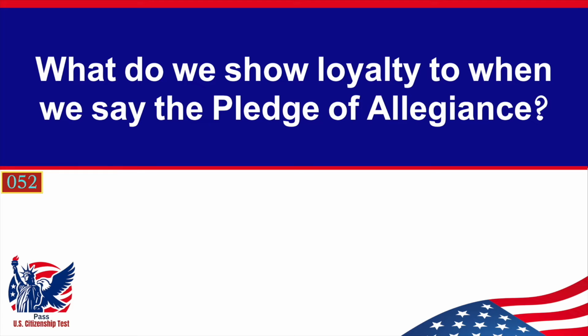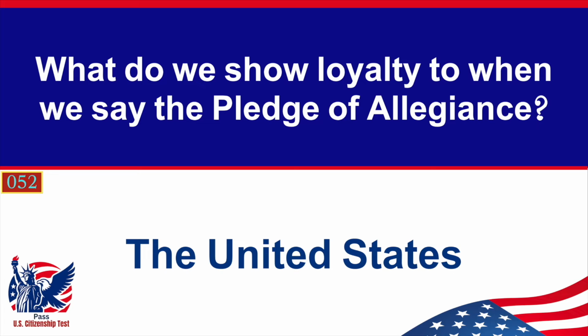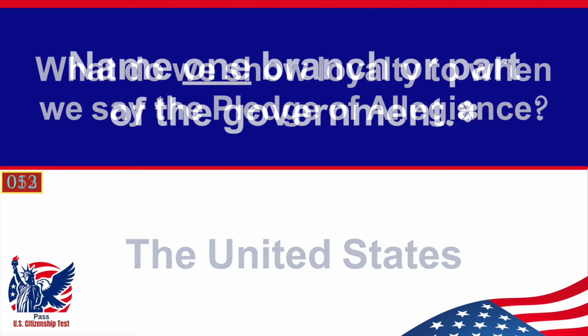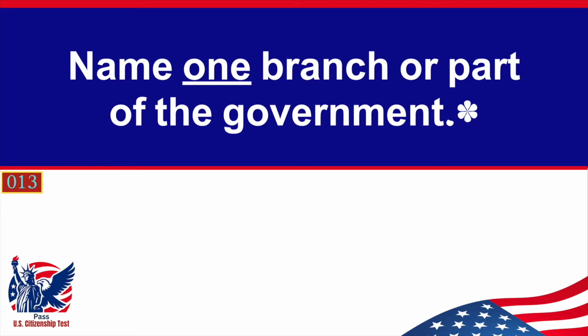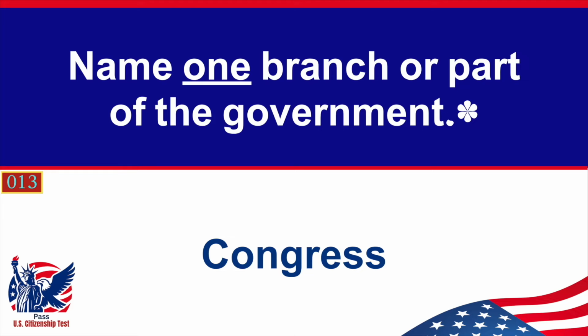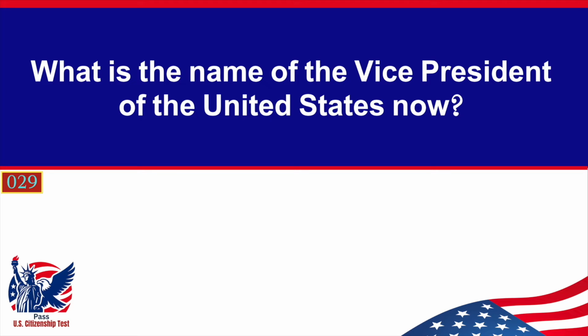What do we show loyalty to when we say the Pledge of Allegiance? The United States. Name 1 branch or part of the government. Congress. What is the name of the Vice President of the United States now? J.D. Vance.